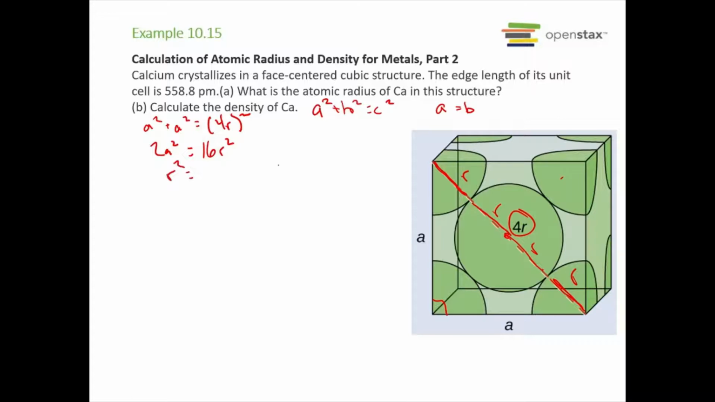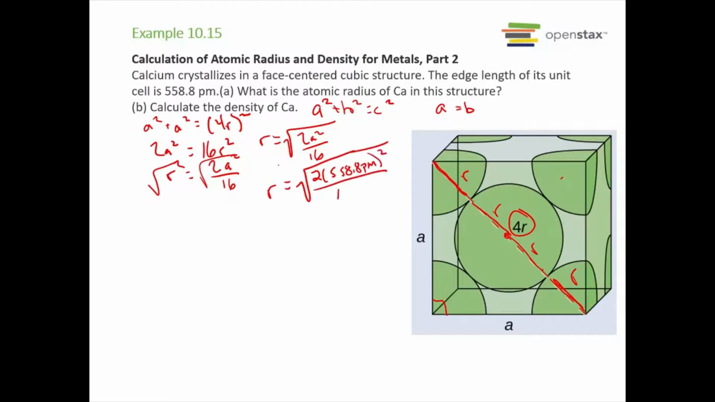r squared is equal to 2a squared over 16. I'm going to take the square root. So we know then that r is equal to the square root of 2a squared over 16. And just plugging and chugging, that's 2 times 558.8 picometers squared divided by 16. And so then our radius, let's go ahead and plug this in.